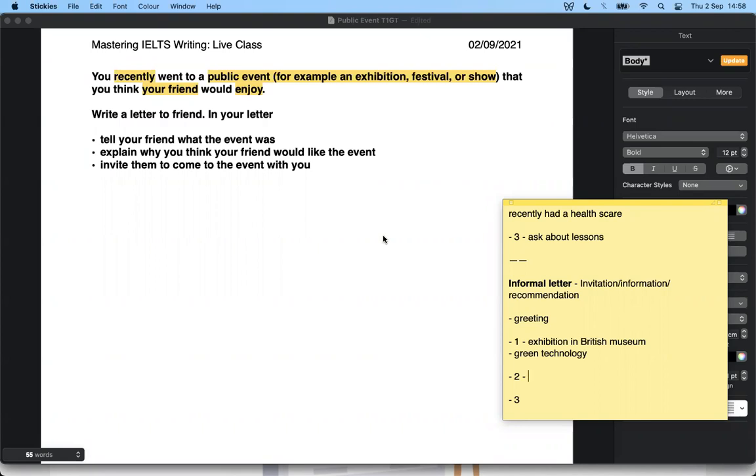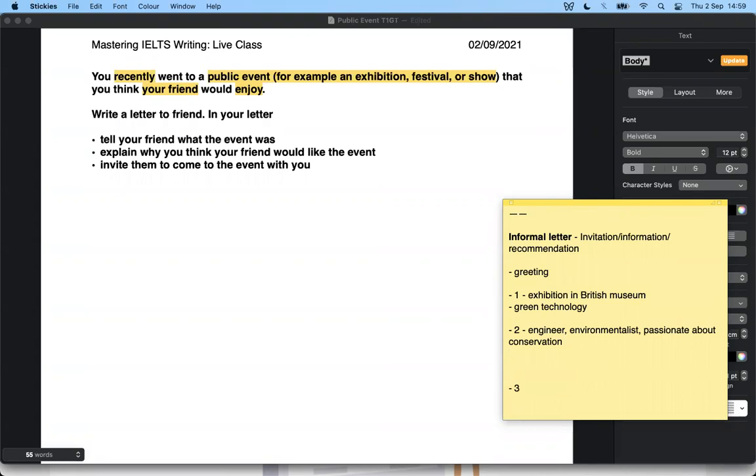Now, why would the friend like the event? Consider here that we're in an informal letter. Let's say, okay, they're an engineer. That's a good idea. That's a nice idea. He's an engineer. And if it's about green technology, what are they passionate about? He's an agriculturist. He's an environmentalist, maybe. Passionate about the environment. Passionate about conservation. You know, considering some of the vocabulary we could use here.